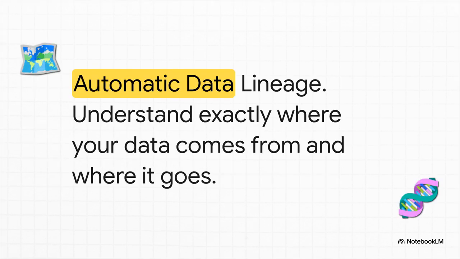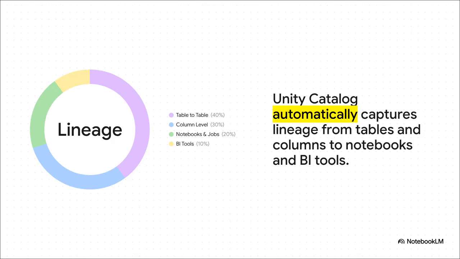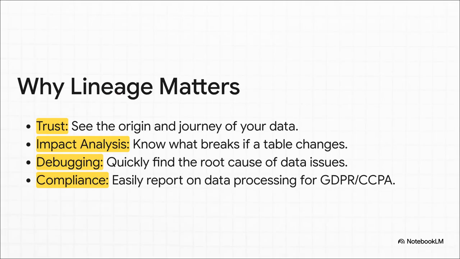Next up, superpower number 2, automatic data lineage. This is all about where your data came from. Unity Catalog automatically captures lineage down to the column, tracking it across notebooks and dashboards. This builds a ton of trust. You can finally answer that question, where did this number come from?